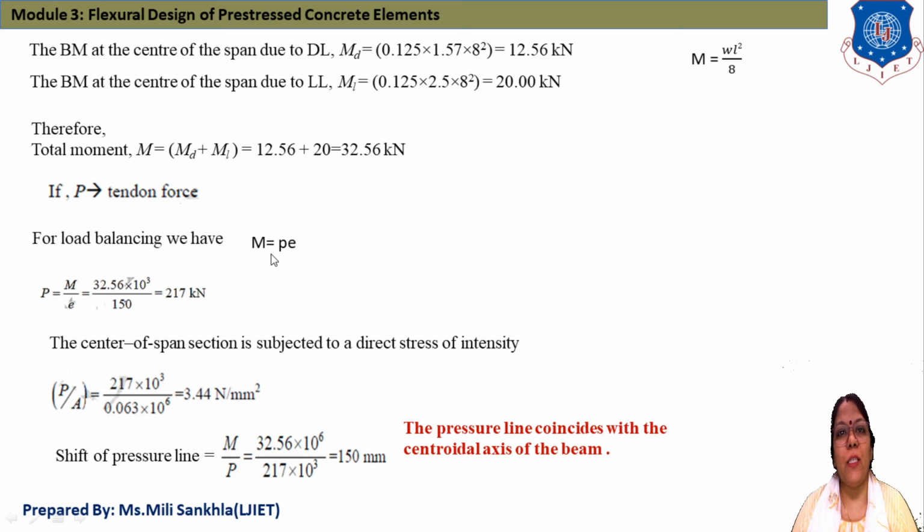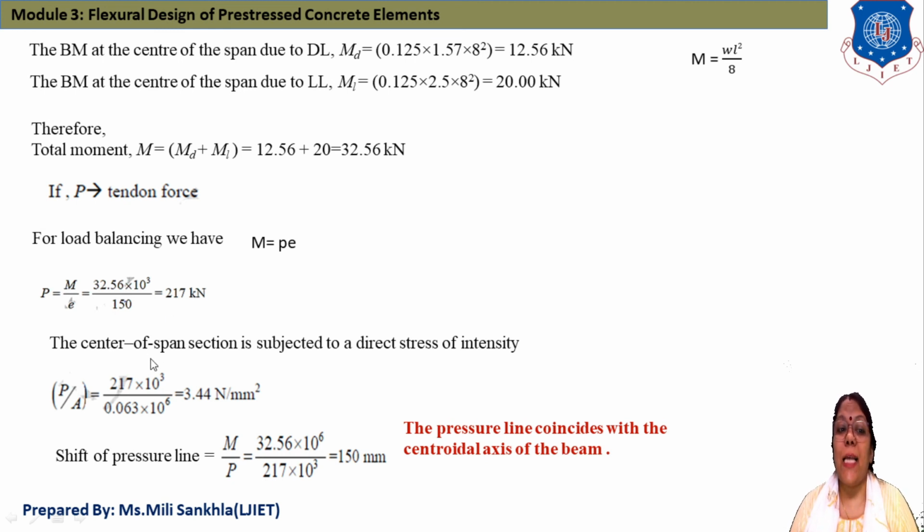Here the moment is equal to load into eccentricity, P into E. Now we find the balancing load P, and balancing load P is equal to M by E. M is equal to our total moment of dead load and live load, 32.56 into 10^-3 kilonewton converted into Newton. Eccentricity E from the neutral axis is 150 mm. P is equal to 217, so the answer is 217 Newton.